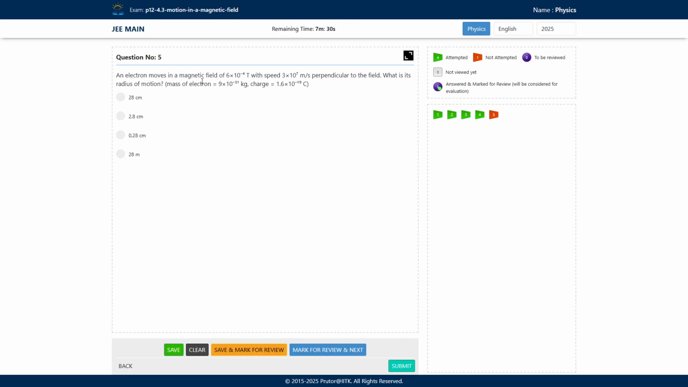An electron moves in a magnetic field of 6 into 10 to the power -4 with this speed. What is the radius? So it will take time. I will mark it later.